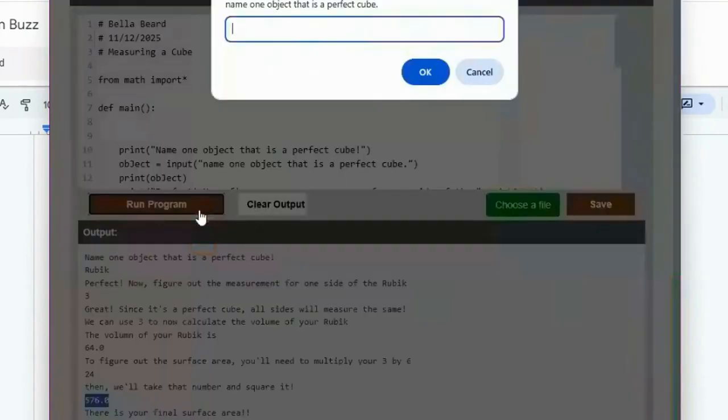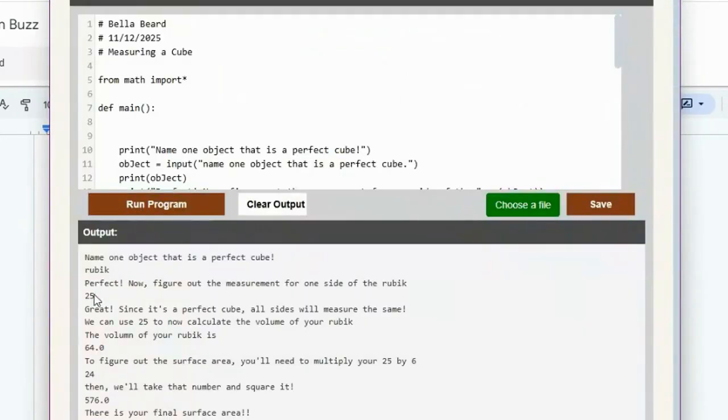Let me run this again, and I'm going to say I have a huge Rubik cube that is 25 inches. We can use the 25 to calculate the volume of your cube. The volume is still 64. It said it was 64 when it was 3 inches, and it's still 576. Nothing changed in the calculations, even though I entered a drastically different number. 3 inches and 25 inches should not produce the same surface area and volume. So what is going on?